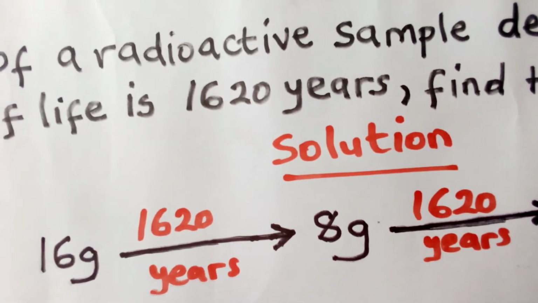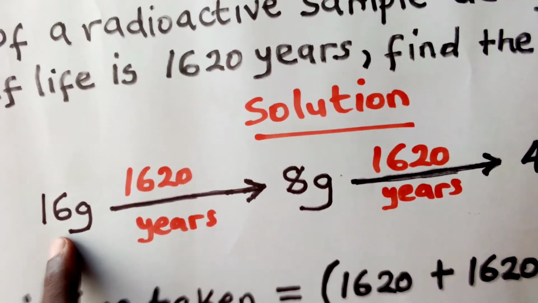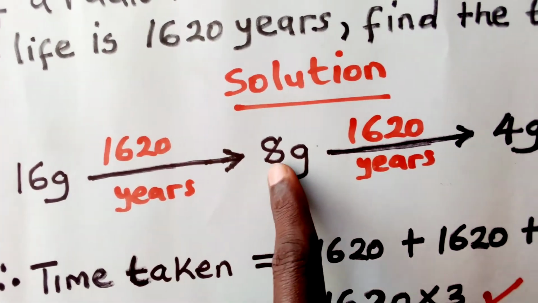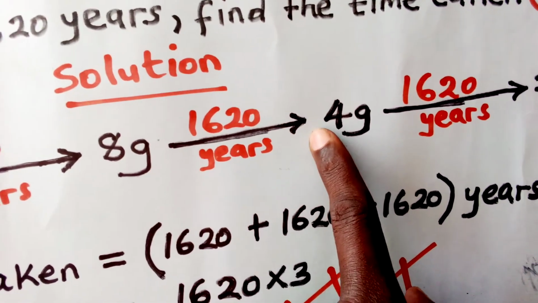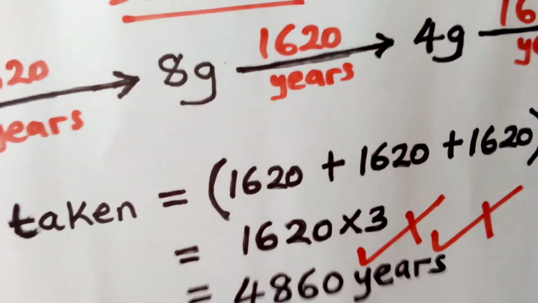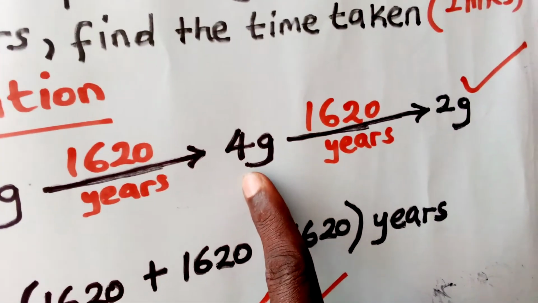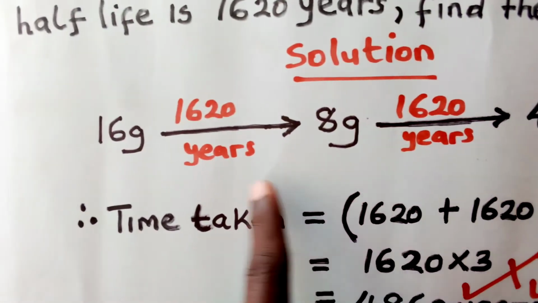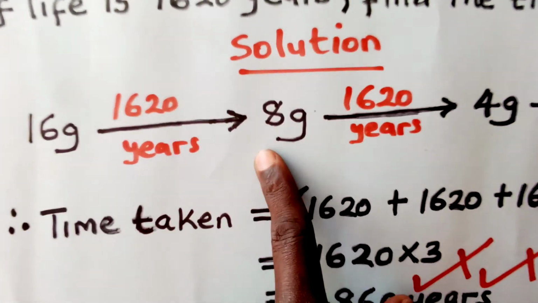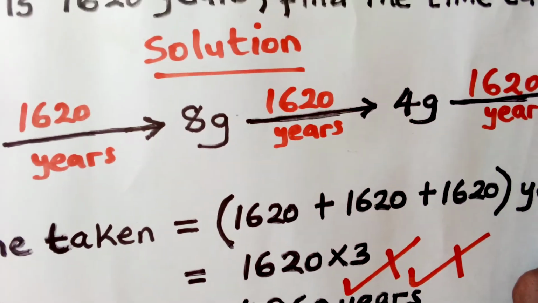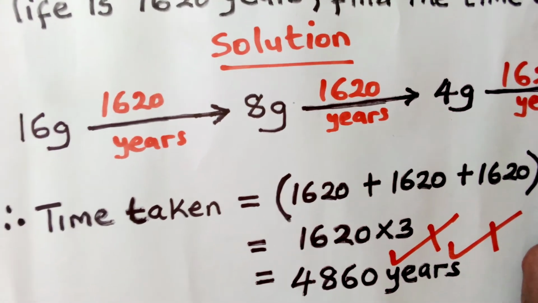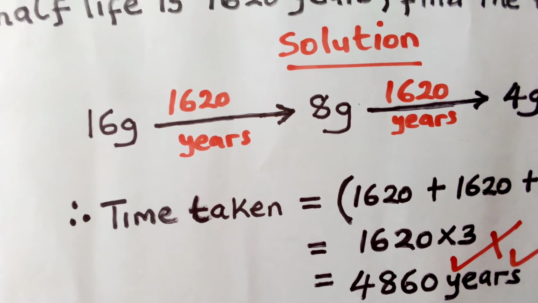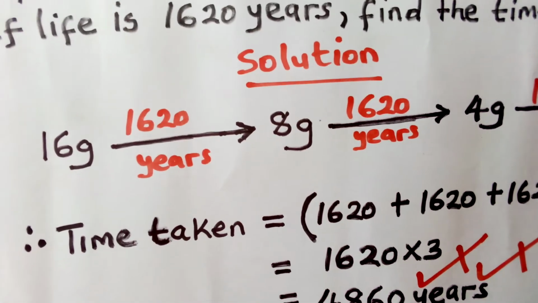So we start with the 16 grams. We keep dividing by 2 until we reach 2 grams. 16 divided by 2, you get 8 grams. 8 divided by 2, you get 4 grams. Then 4 grams you divide by 2, you end up with what? 2 grams. So you keep dividing: 16 by 2, you get 8. 8 by 2, you get 4. 4 by 2, you get what? 2. So you don't need to go beyond 2 grams. Why? Because the question said start from 16 grams and end on 2 grams.